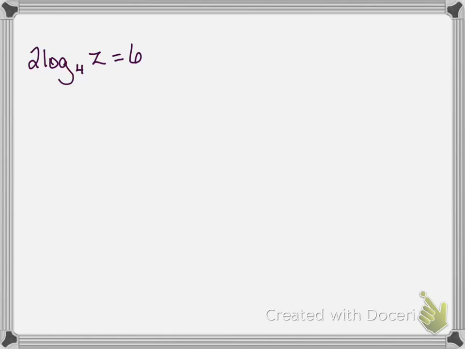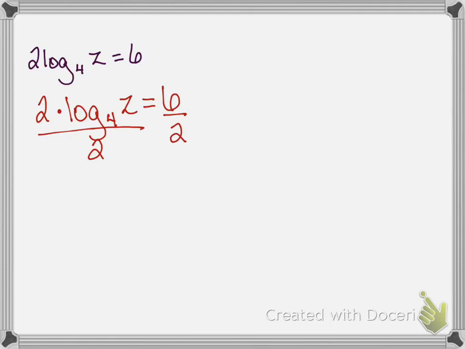Now here, I am going to rewrite this as an exponent, but I need to deal with that 2 first. The operation that's happening between the 2 and the log is multiplication. So I have 2 times log base 4 of z equals 6. Before I can rewrite this, I need to get rid of that 2. How do I get rid of the 2? Divide. Okay, so then I'm left with log base 4 of z equals 3.